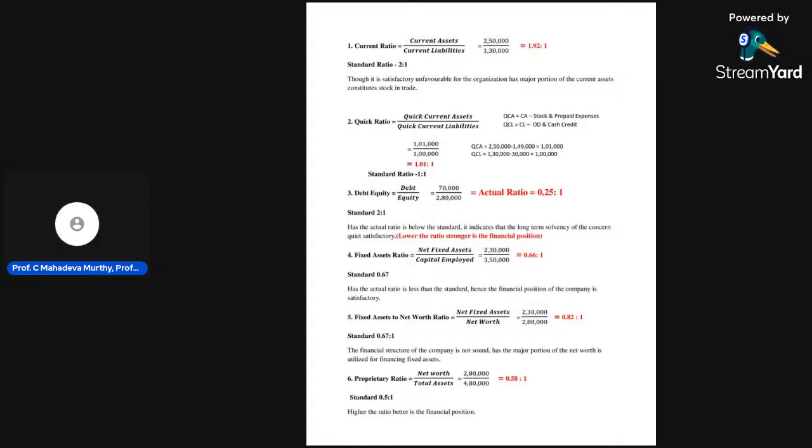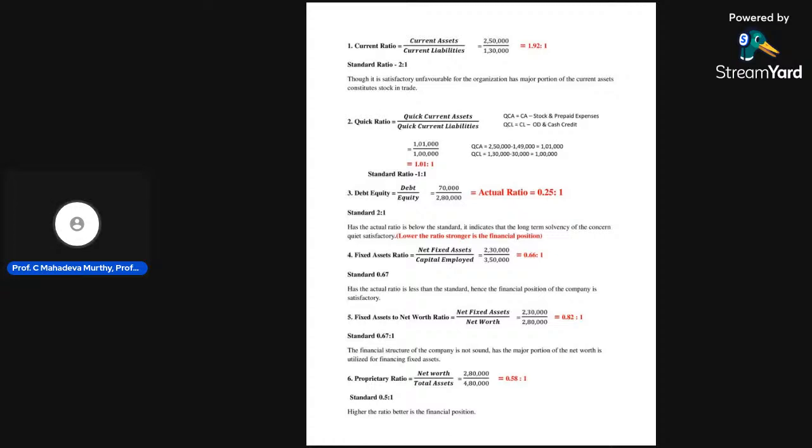That is 0.25:1. Actual ratio is 0.25:1. Here, standard is 2:1. The narration says that as the actual ratio is below the standard, it indicates that the long-term solvency of the concern is quite satisfactory. Lower the ratio, stronger is the financial position of the organization.